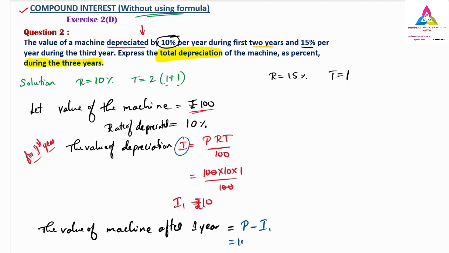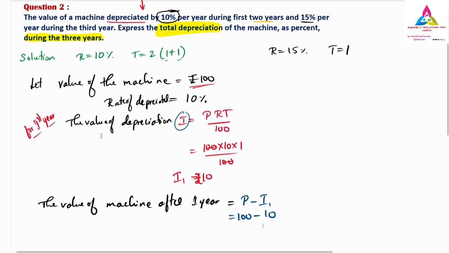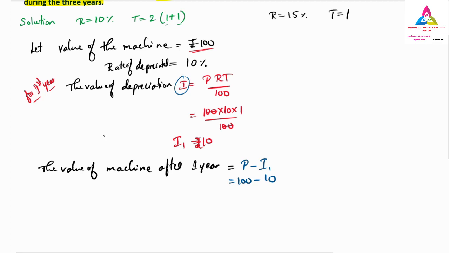So it is nothing but 100 minus 10, because 10 rupees is the depreciation of the first year. So how much is remaining? That is 90 rupees. The value of that machine after 1 year is 90 rupees. This is for the first year. Similar thing we have to do for the second year, because they have given 3 years. So for the second year we will move on. Remember, this is the actual value of that machine, 90 rupees.